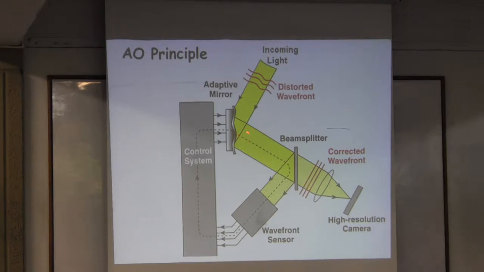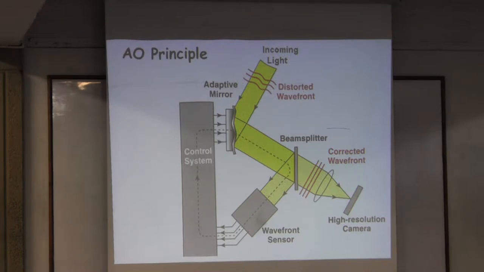Okay, and then we send the light, if it was corrected, to our camera. And here we have a flat wavefront, and this will give us a perfect image. Of course, we need to know somehow what the wavefront looks like. And therefore, we put in the beam splitter here. The beam splitter is just a crystal that reflects part of the light and lets some of the light pass. So we always get some light on the camera, and we reflect some of the intensity of the light to our wavefront sensor.